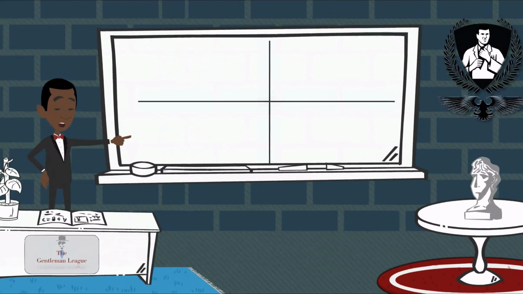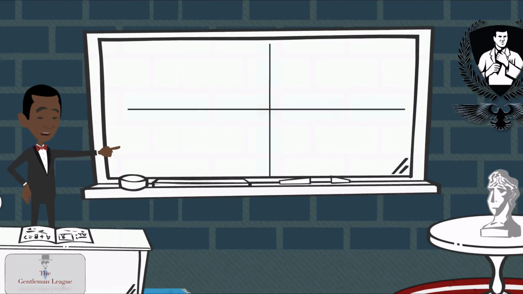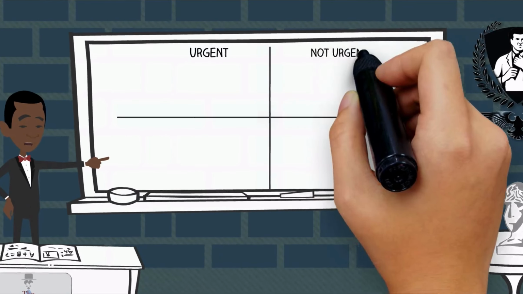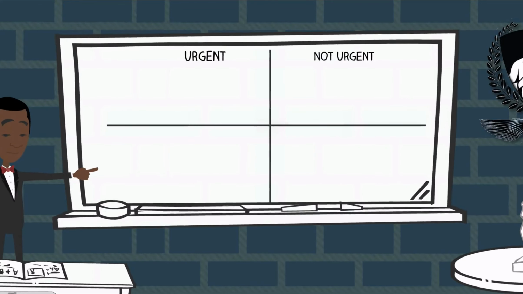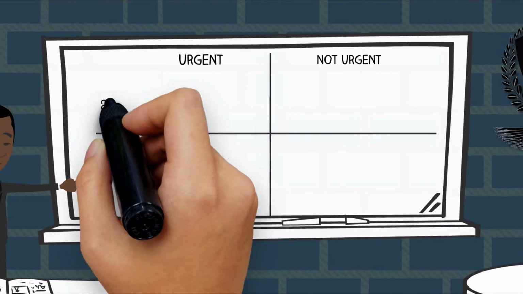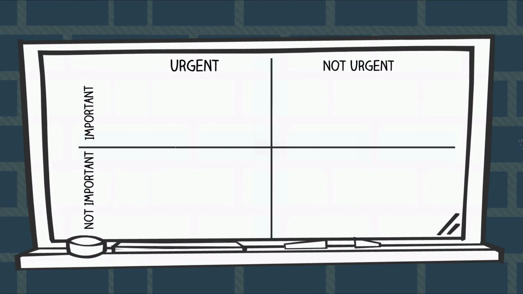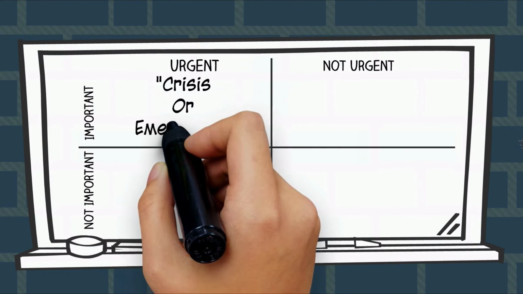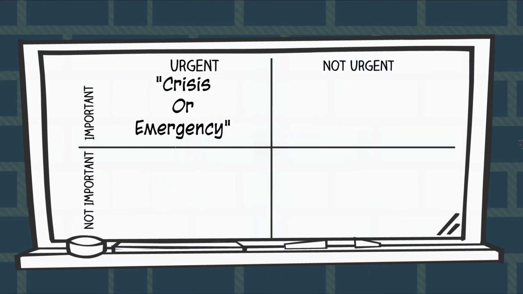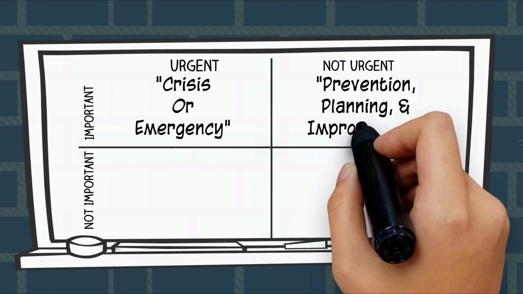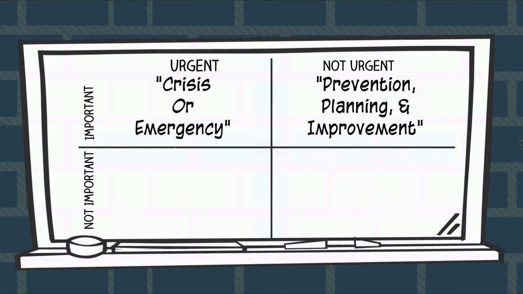First, let's create a time grid. On the top that represents time, write urgent and not urgent. On the side that represents activity, write important and not important. All of your time and activities can be divided into 4 boxes or categories. The first category is where crisis or emergency resides. The second is that of prevention, planning, and improvement. Third is for interruptions, and fourth is for idle time.